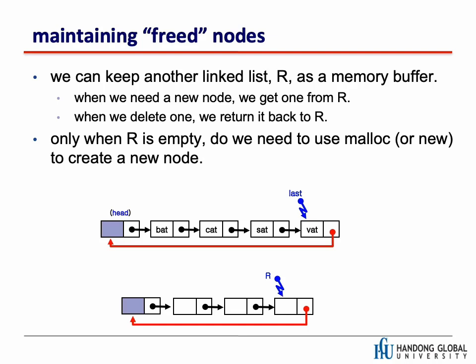Only when R is empty and we want to add a new node to our linked list, then we will call malloc or new to create a new node. Otherwise, we don't have to allocate memory space at all. So we will keep two linked lists. The first one is our main linked list, and the second one is just the memory buffer. It's kind of a memory waste in a sense, but it will improve the computational time a lot, right? That's the beauty of this memory buffer.